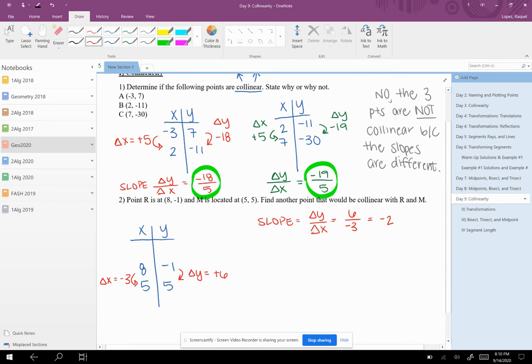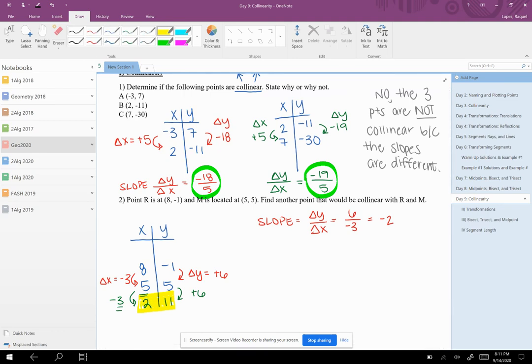Okay, so if we're trying to find another point on the line that R and M are on, the easiest way to do that would be to continue the pattern. So let me continue this pattern here. 5 plus 6, because I went up 6, is 11. So another point would have a y value of 11. And here I'm going to go down 3. 5 minus 3 is 2. So another point that would be on this line is 2, 11.